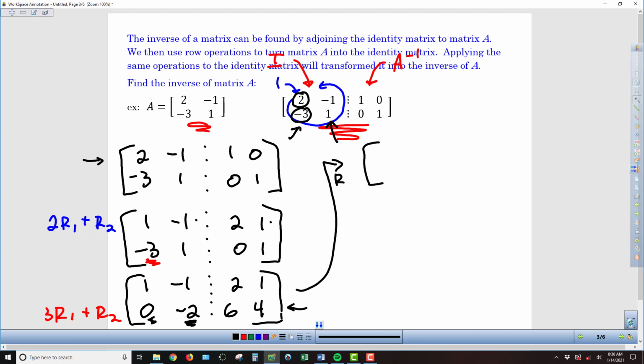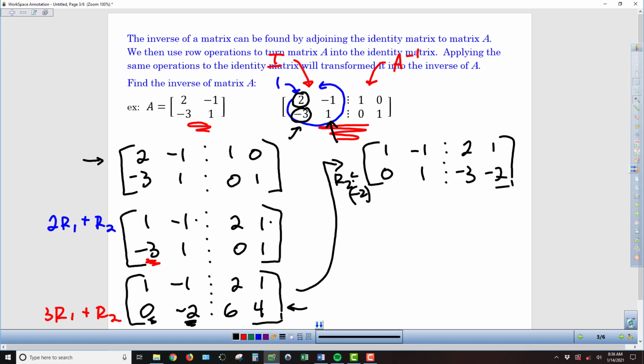I'm going to do row 2 divided by -2. So the top row is going to remain the same. So I've got 1, -1, and then on the other side we still have this 2 and 1. And then on the bottom I'm just dividing everything by -2. So 0 remains 0. -2 divided by -2 is 1. And then 6 divided by -2 is -3. And then 4 divided by -2 is -2.